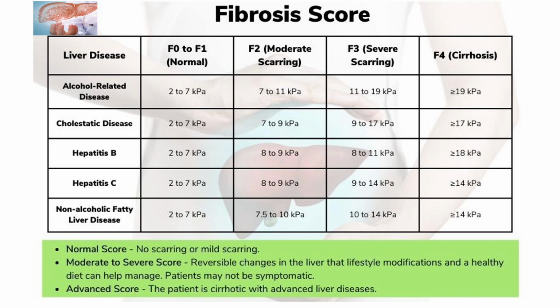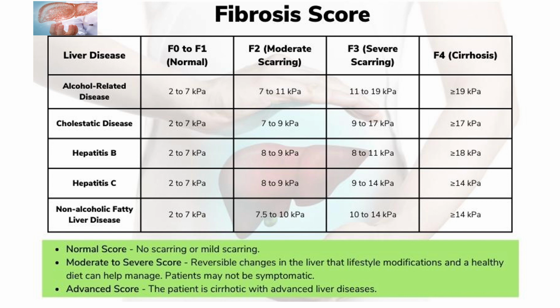When it comes to moderate scarring, an alcohol-related disease is 7 to 11. Cholestatic disease, it is 7 to 9. Hepatitis B, 8 to 9. And also in C. And non-alcoholic fatty liver disease, it is 7.5 to 10 kPa.